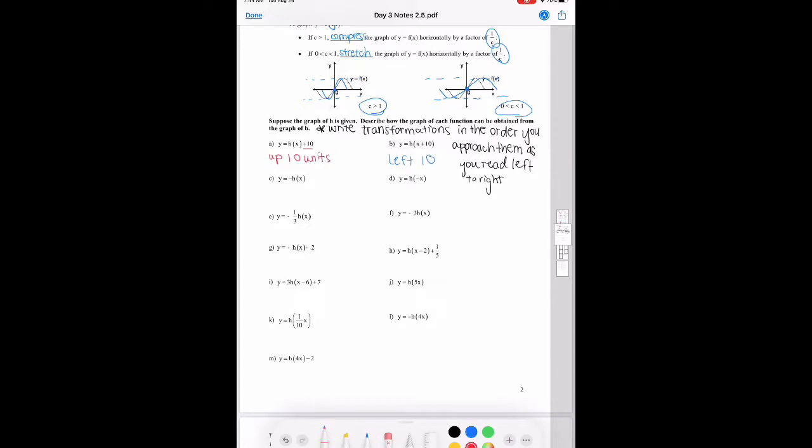All right, C, we see the only thing here is a negative, so automatically think reflection. And now we know it's on the outside. Outside, away from the X means vertical, affecting the Y values. So if we're reflecting vertically, imagine flipping over up and down. What axis is that flipping over? If it's up and down, that's over the X axis.